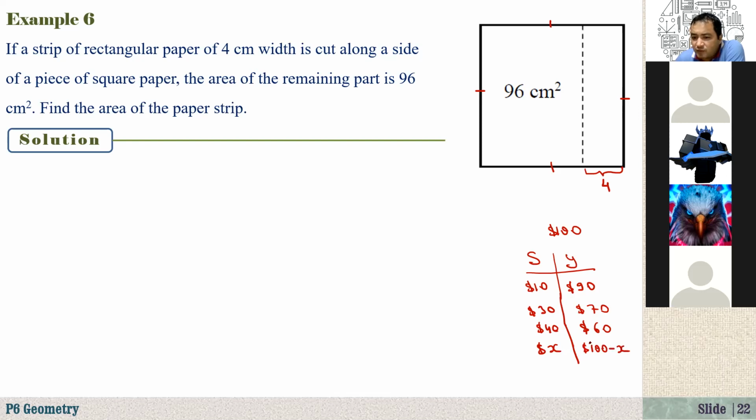You're just subtracting, right? If it is 10, 100 minus 10. If it is 30, 100 minus 30. If it is 40, 100 minus 40. If it is X, 100 minus X.